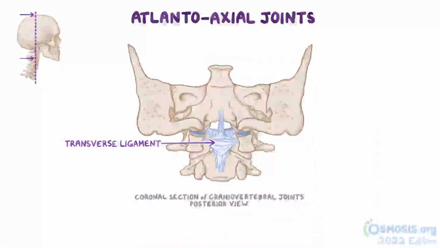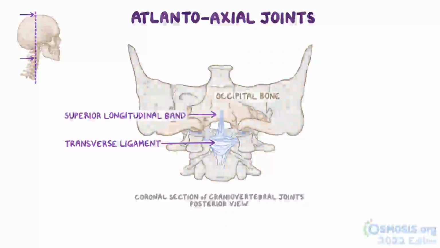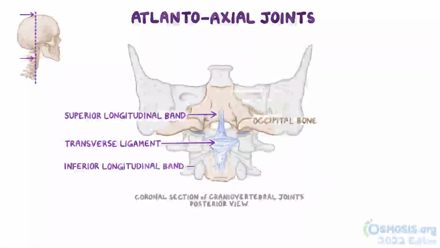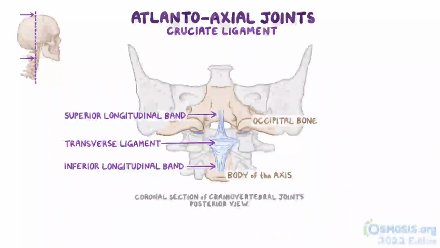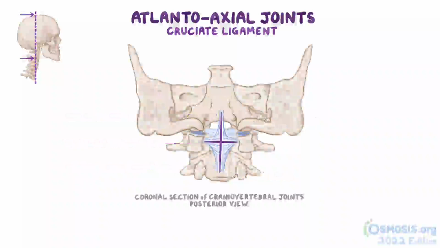Now, looking from a posterior view of the skull, we can see that from the transverse ligament of the atlas, there are a pair of weak longitudinal bands that extend vertically. The superior longitudinal band extends up to the occipital bone, and the inferior longitudinal band extends down to the body of the axis. Together, the transverse ligament of the atlas and the superior and inferior longitudinal bands are known as the cruciate ligament of the atlas, named so because of its resemblance to a cross.